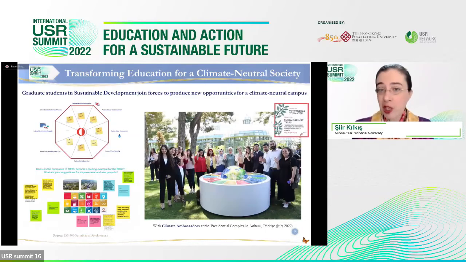And another aspect of transforming education for our climate neutral society, bringing the ideas of the students, how they can transform the campus to reduce reliance on fossil fuels, increasing renewable energy, increasing water efficiency because of the energy water nexus. And every semester, we do a participatory approach to our campus, asking how we can transform our university. And year by year, some of these ideas are also being realized on the campus. And here is also a picture of the climate ambassadors working to transform universities all across Turkey.